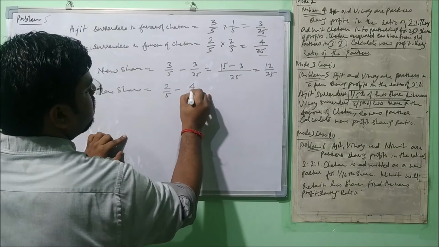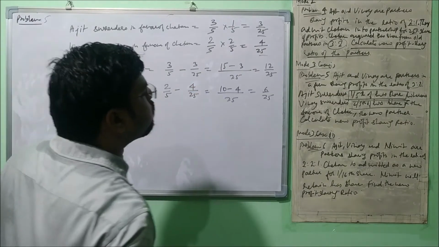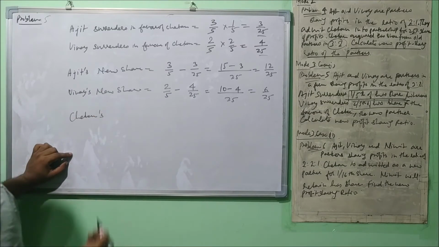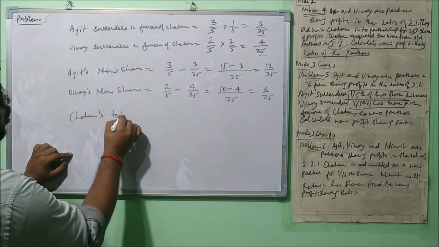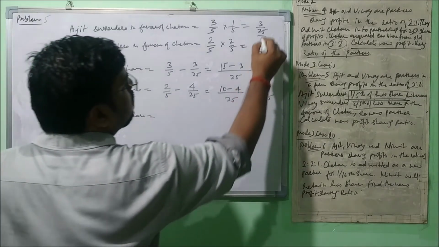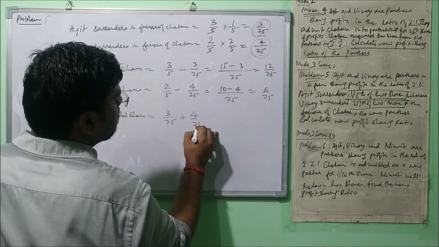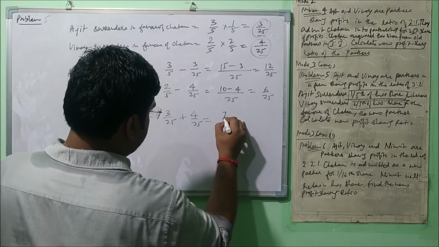How much is he surrendering? 4 by 25, 6 by 25. Fine. Now let's calculate for Chetan. We can say Chetan's new share, or Chetan's total share. So he got this and this: 3 by 25 plus 4 by 25. Total comes out 7 by 25.